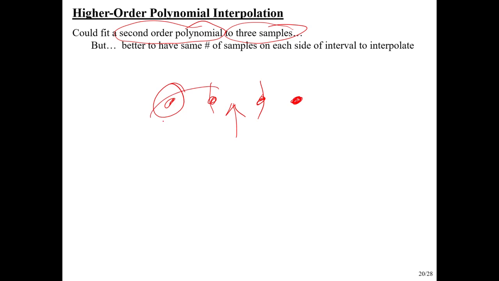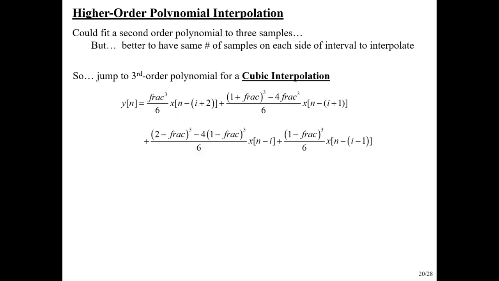So now you're using these two to the left of the point you want and these two to the right of the point that you want. That makes a lot more sense, and that leads to cubic interpolation. So you would use four positions. So here's 1, 2, 3, 4 positions. And now this just comes from the theory of cubic interpolation, where we get these coefficients out in front.